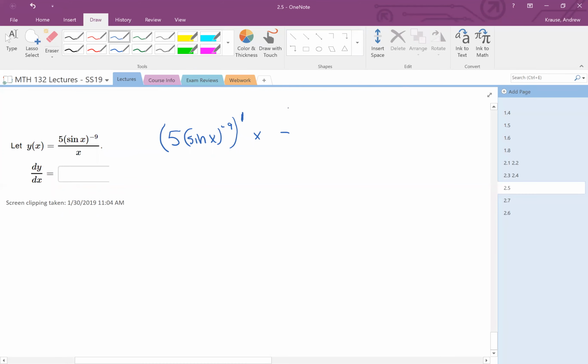And then we're going to subtract that top thing, 5 sine of x to the -9th power, and we're going to be multiplying that by the derivative of x. So this is our u prime v minus u v prime. And we're dividing this whole thing by x squared.